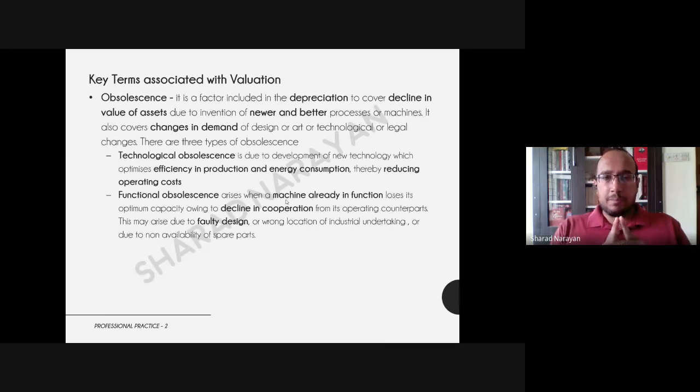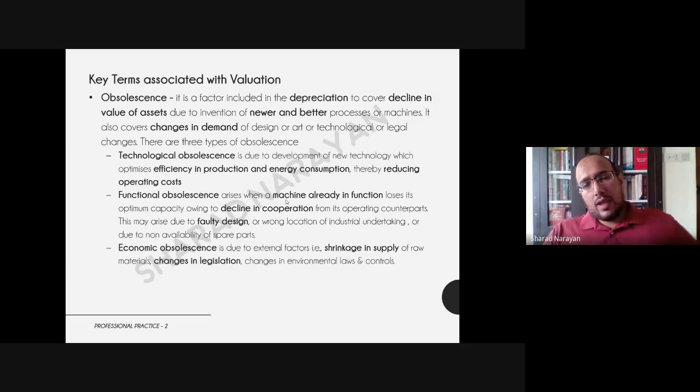So the idea of functional obsolescence has two faces to it. One is where you have faulty designs, where you don't exactly come up with the right specs for machinery, and you put together a whole hash of things without actually paying attention to whether or not it functions. It has, what do you say, a symbiosis, all right. And the second one is the wrong location of the industrial undertaking. Okay.